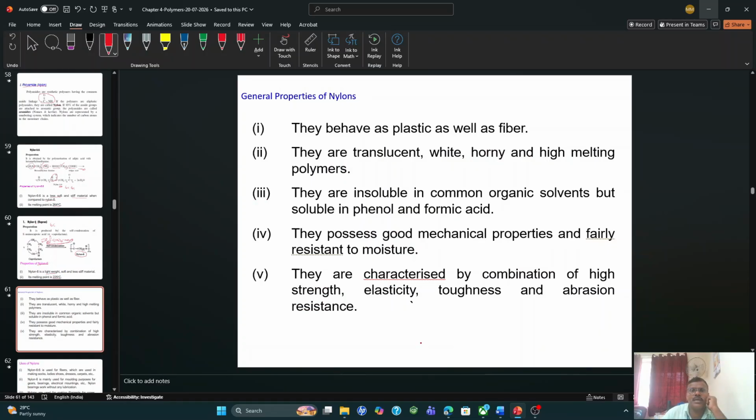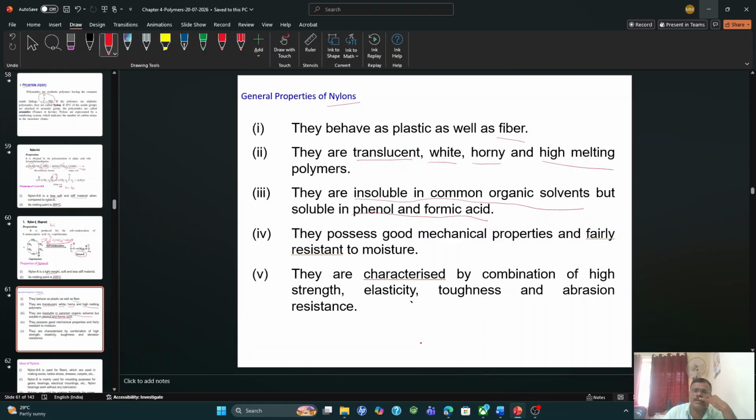General properties of nylon: they behave as plastics as well as fiber. They have both properties. They are translucent, white, horny, and high melting polymers. They are insoluble in common organic solvents. This is a very, very important point. But they are soluble in phenol and formic acids.